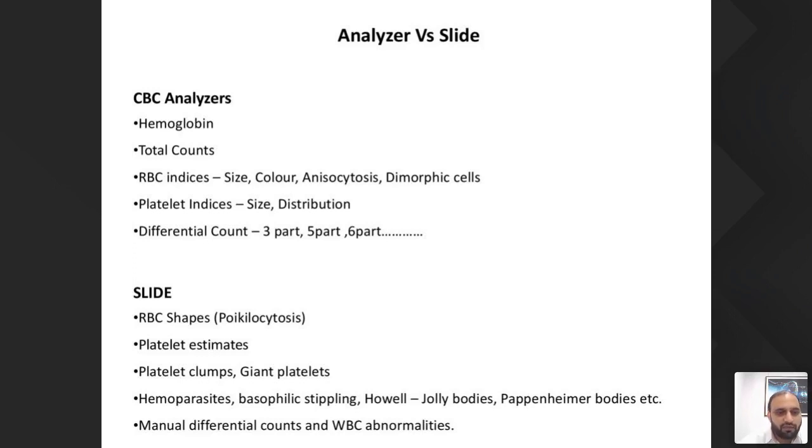Then the platelet estimates by looking into the manual estimation of platelet counts. Platelet counts, giant platelets, again, you will get some flags from the analyzer, but whether they are actually present or not, and are we going to change the platelet counts given by the analyzer, that all comes from slide examination only. And then there are certain inclusions, which again, you may get a flag from the analyzer, but you always verify it on a slide.